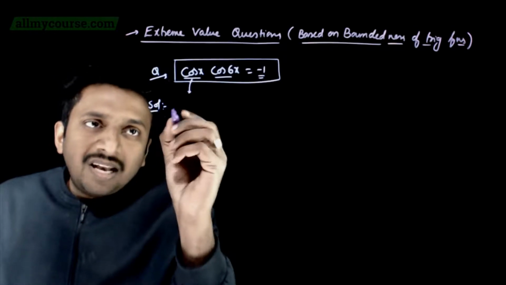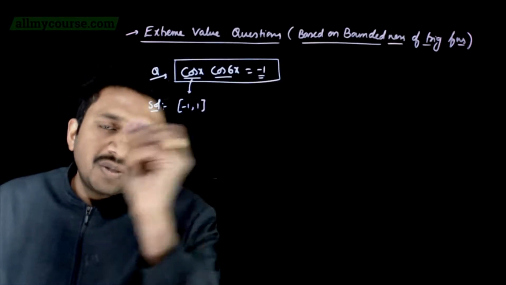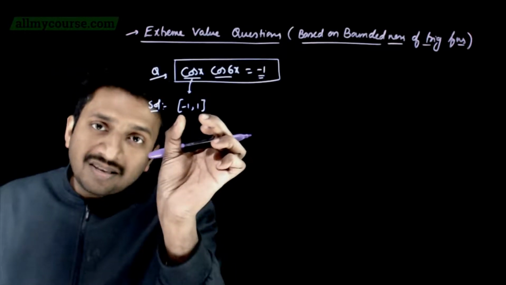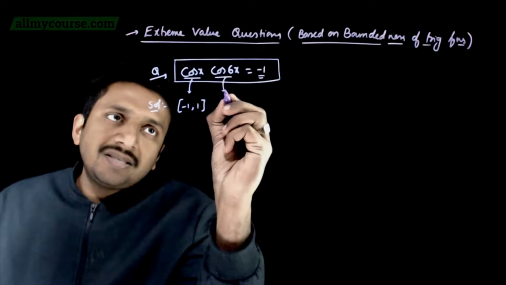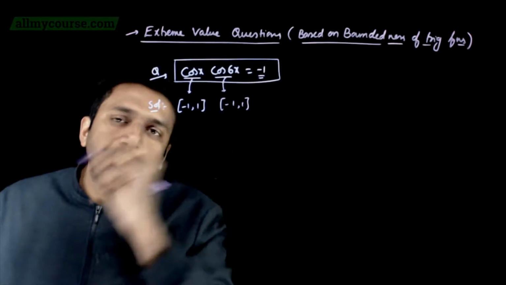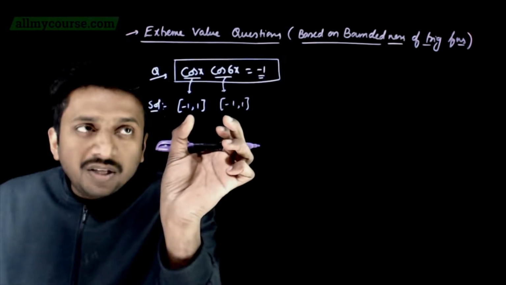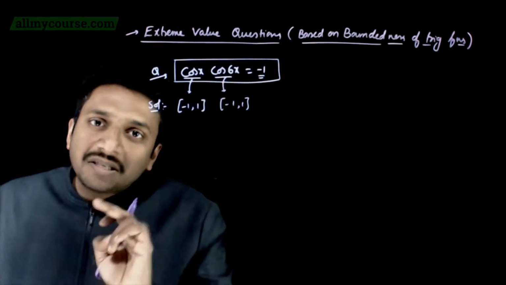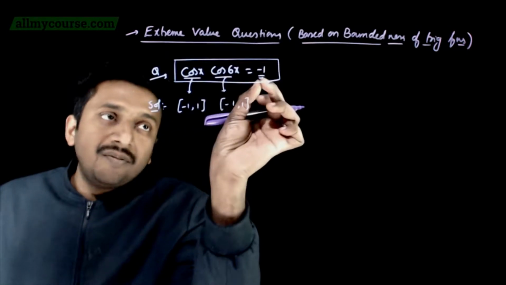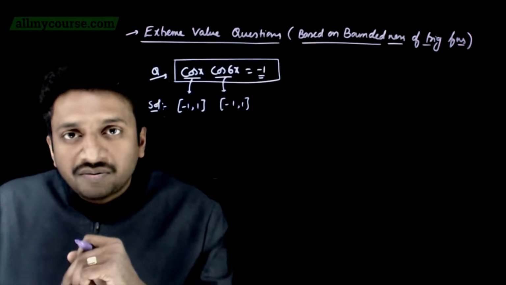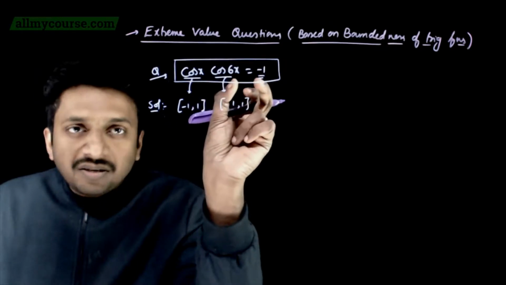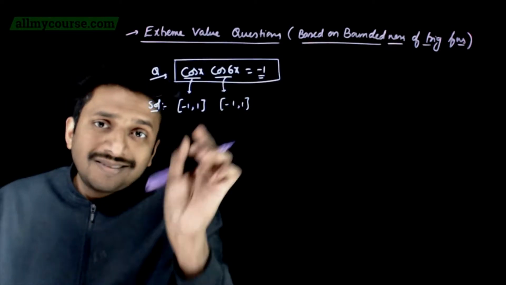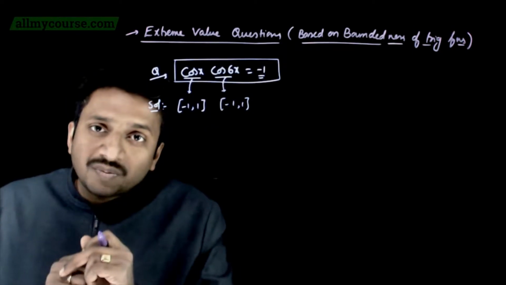Cos x is a number which lies in between minus 1 and plus 1. That means cos x will always be a fraction unless it is minus 1 and plus 1. Similarly, cos 6x also lies between minus 1 and plus 1. So the product of these two numbers has to be equal to minus 1. If this is a fraction and this is a fraction, the product of two fractions can never be equal to a complete integer. So if this has to be an integer, there is only one option where cos x and cos 6x should be such that the product is equal to minus 1.